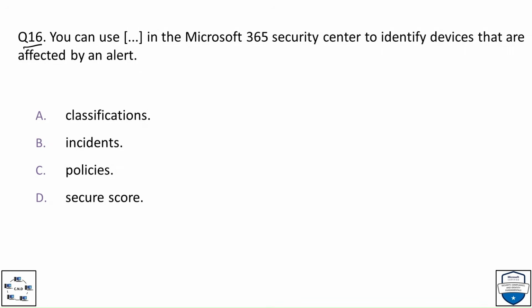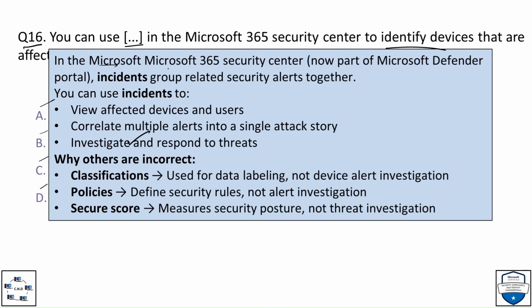Question number 16. You can use blank in the Microsoft 365 Security Center to identify devices that are affected by an alert. The options are: option A, classifications; option B, incidents; option C, policies; and option D, secure score. And the correct option is option B, incidents.